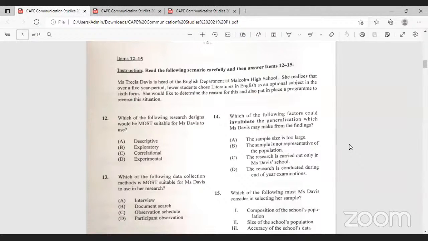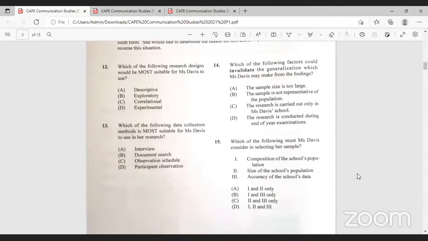14, which of the following factors could invalidate the generalization which Ms. Davis makes from the findings? Is that the sample is too large, it's not representative, it's carried out only in the school or conducted during end of year? Only one answer there. 14, B, yes. 15, which of the following must Ms. Davis consider in selecting her sample? Composition of the school's population, size of the school's population, accuracy of the school's data.